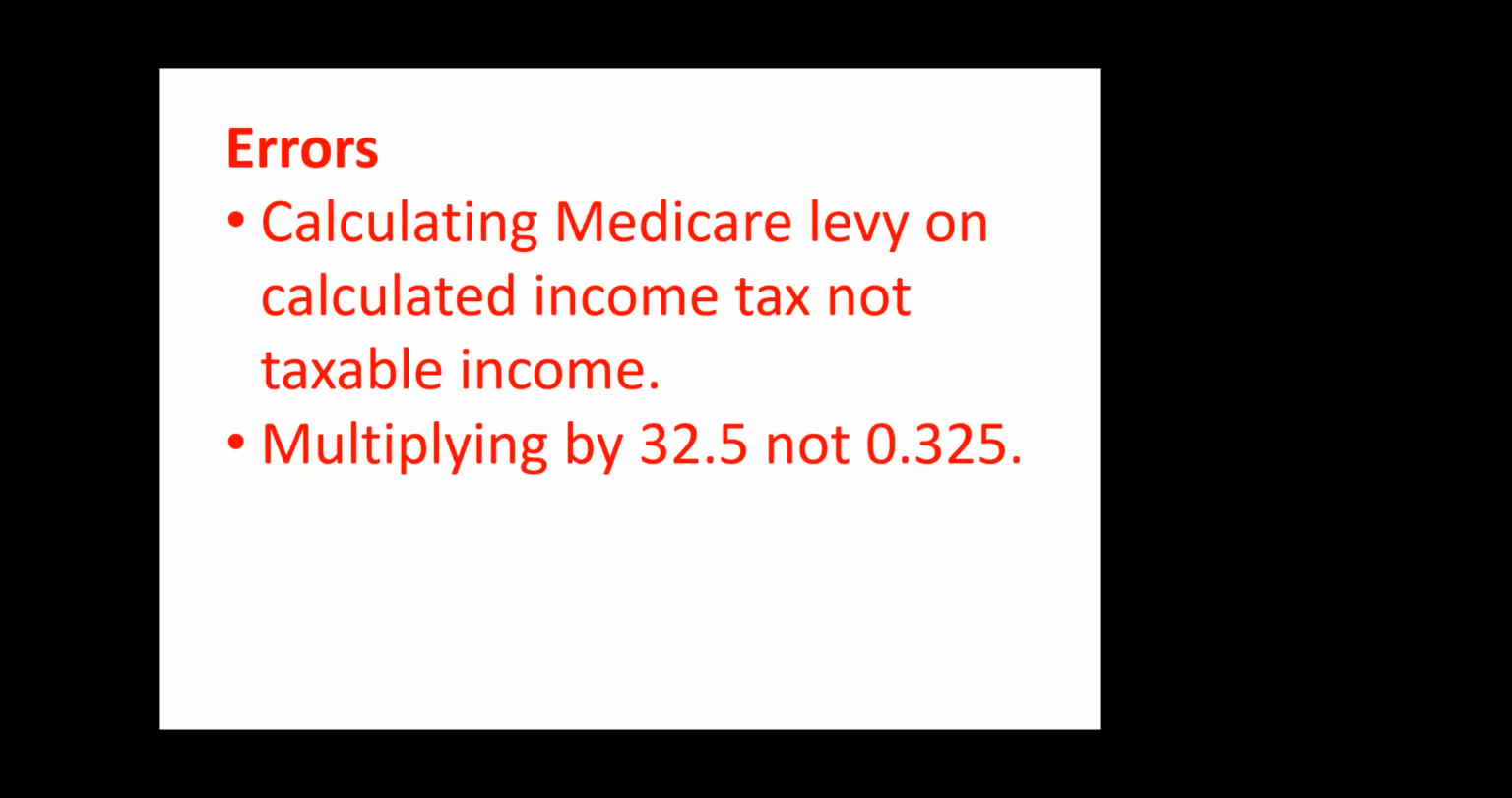Another thing that was common was they'd work out the income tax either correctly or incorrectly using the taxable income, and then they would work out the Medicare levy based on the income tax they had to pay, not the taxable income.